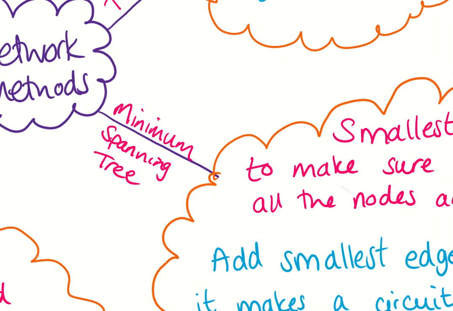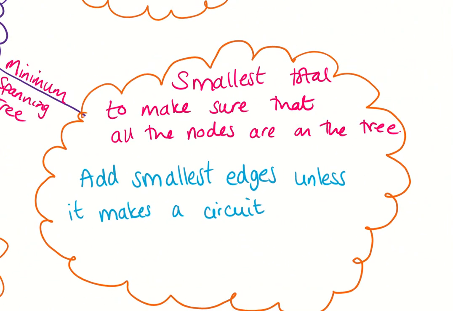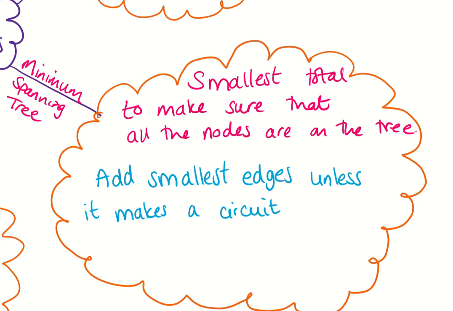From there, we take a look at minimum spanning tree. So this is our next skill that we need to do. The minimum spanning tree is the tree that you can make so that all of the nodes get included on that tree in the smallest total possible way, and there are no circuits. So what we do is we add the smallest edges unless it makes a circuit. And you probably want to do a little diagram to say what we're talking about here. So maybe I'm adding those in, and the first smallest one is that one, and then maybe the next smallest one is that one, and then maybe the next smallest one is actually this one, but I can't add that one in because it would make a circuit.